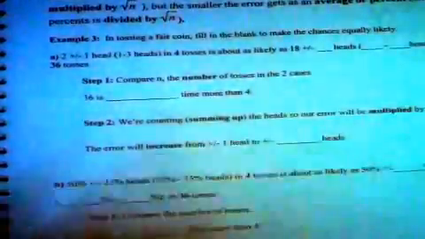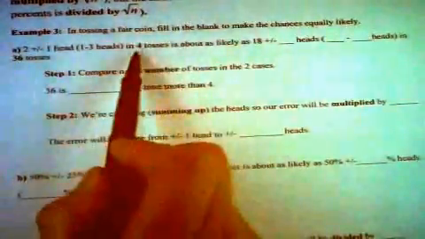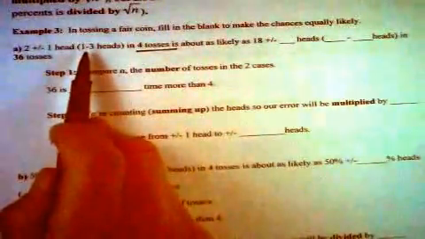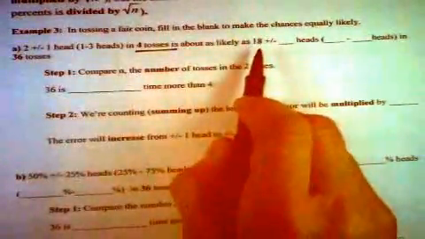Now, in tossing a fair coin, fill in the blank to make the chances equally likely. I just want you to think about this, all right? So if you toss a coin 4 times, you'd expect to get 2 heads. Let's just say 2 plus or minus 1 head, getting between 1 and 3 heads. The chances of that is about as likely as in 36 tosses, getting between what and what? 18 plus or minus what?